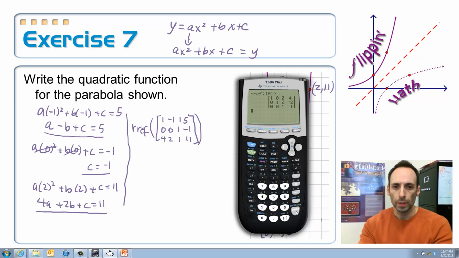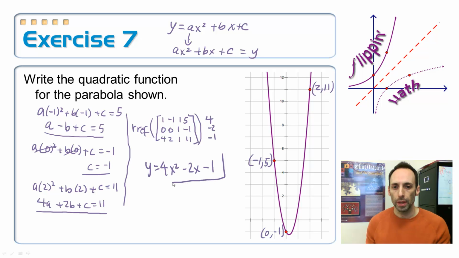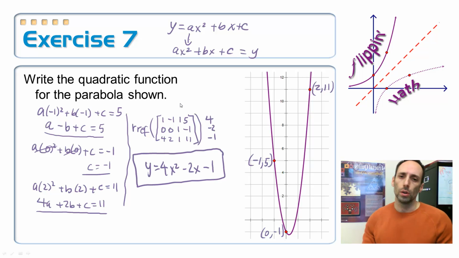Enter. So, my final answer there, I can see that my A value is 4, my B value is -2, and my C value is -1. So I rewrite my equation as y equals 4x squared minus 2x minus 1. And then finally I am finished. Whew, what a lot of work.